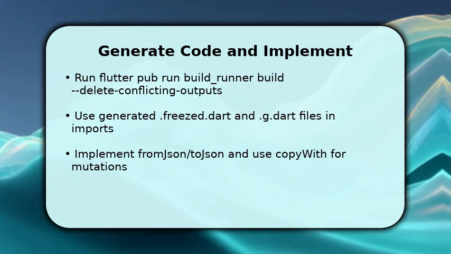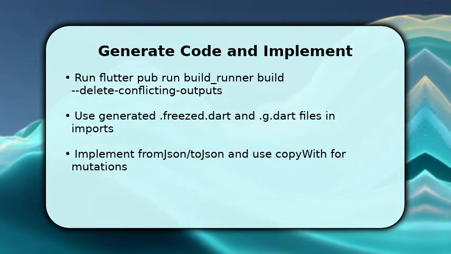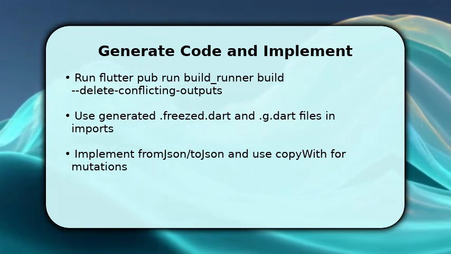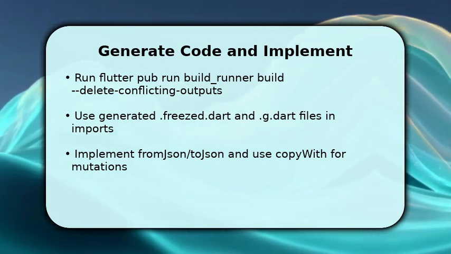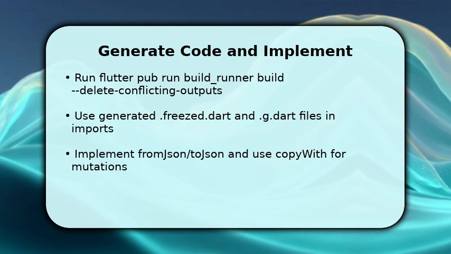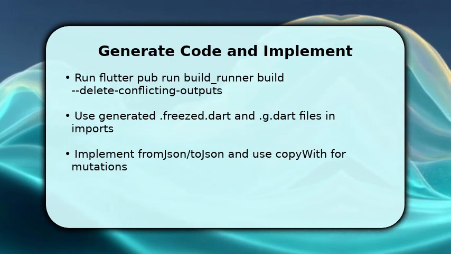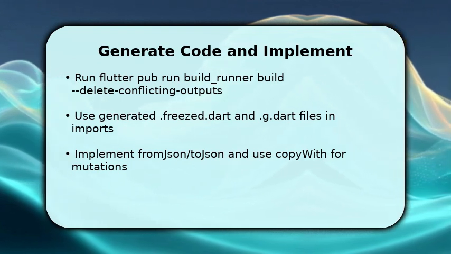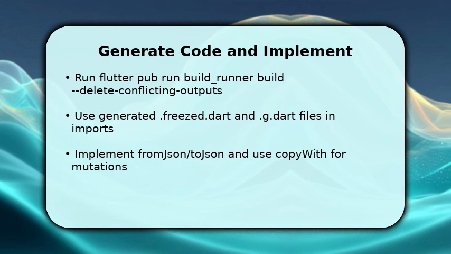Once generated, import the freezed Dart and .g.dart files and wire up factory MyModel.fromJson for serialization. You then use the generated copyWith to create modified instances instead of mutating state. For pattern matching, call when or maybeWhen. These give clear branching for union types.